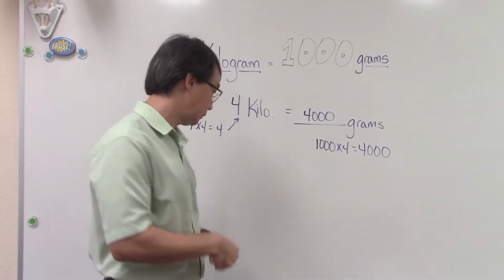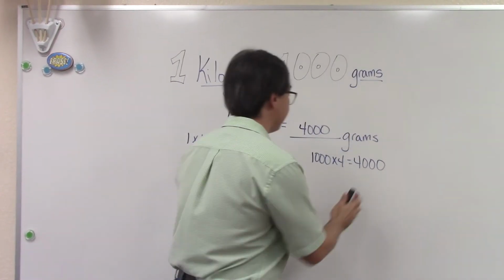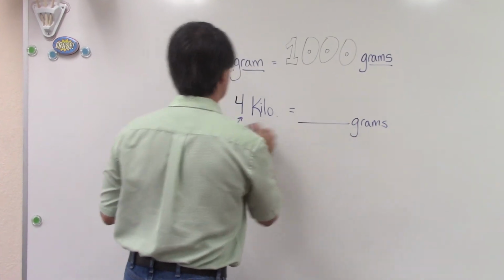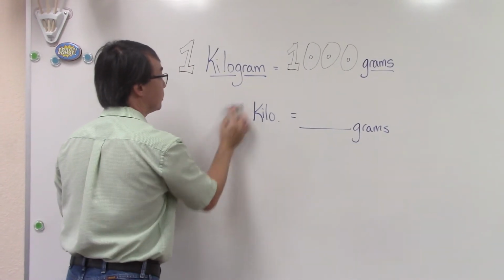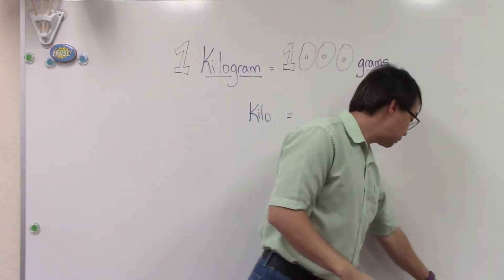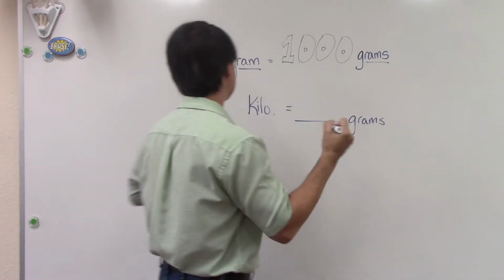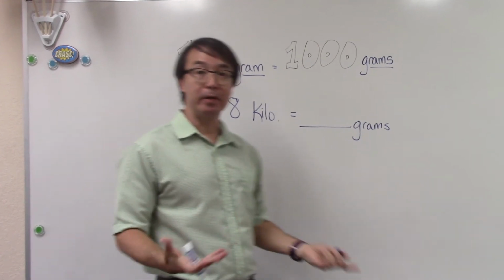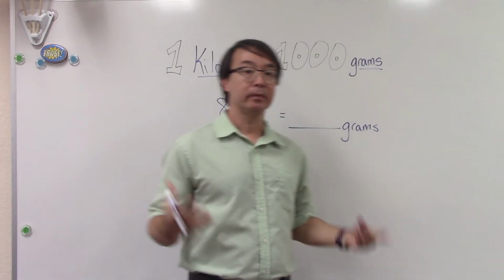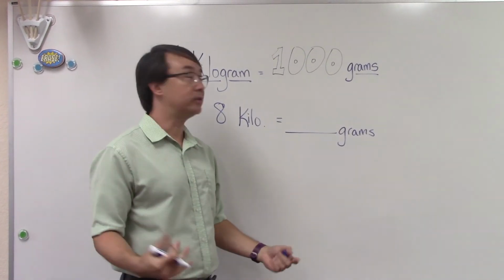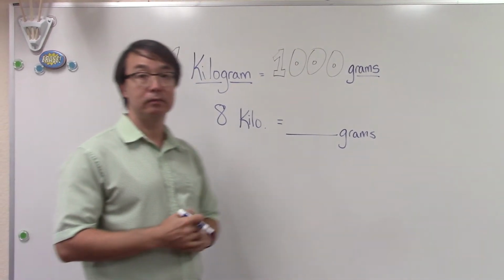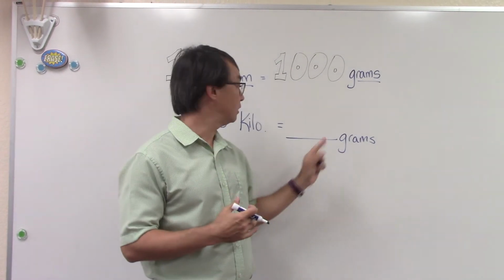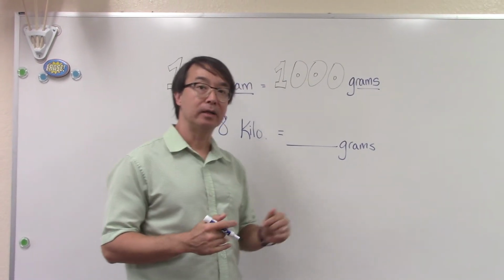Let's try another one. Okay, I'm going to erase this answer. So we had 4 kilos, so let's do 8 kilograms. 8 kilograms equals how many grams? Same thing. You can do the same thing. See if you can figure it out. If you need to pause it, pause it. If not, here's the way you do it.